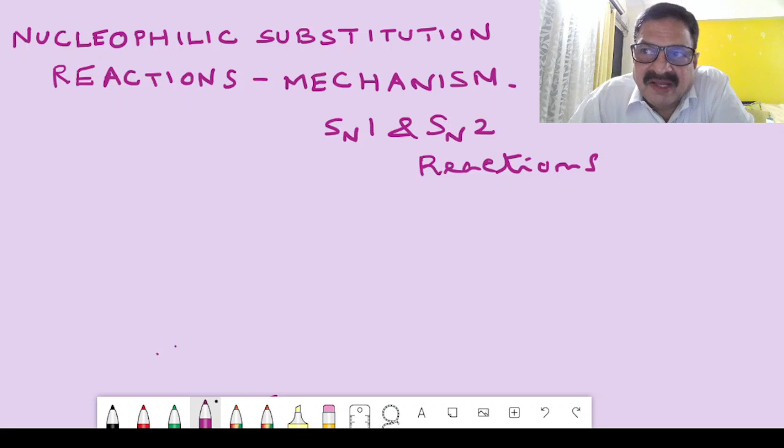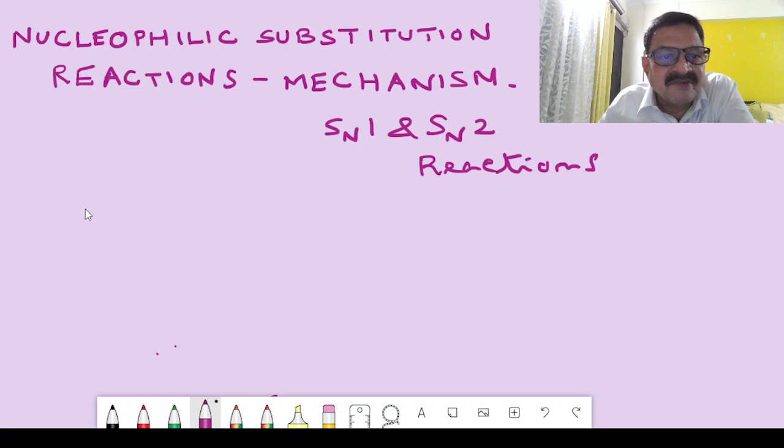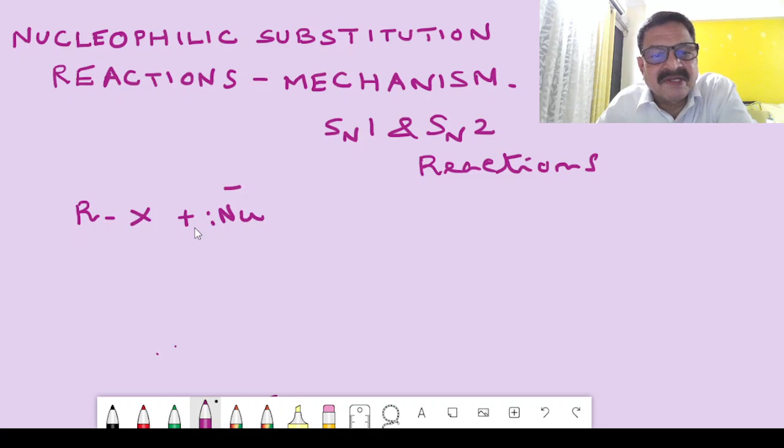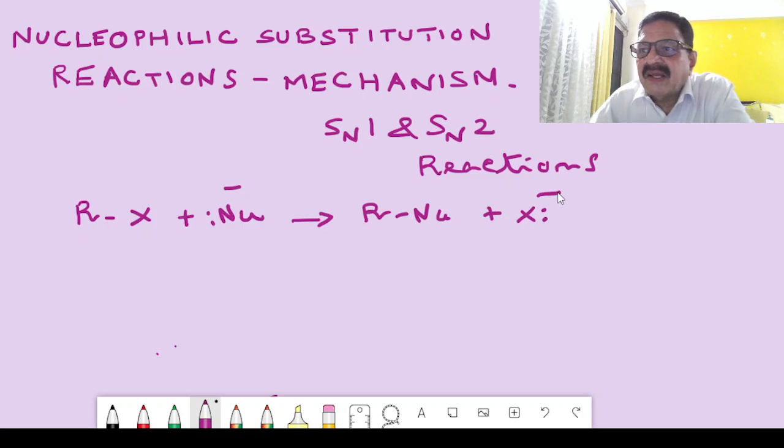Now you see the overall reaction, a nucleophilic substitution reaction, at an sp3 hybridized carbon atom. It will involve two sigma bonds. That is the overall reaction. We can represent it as RX, where R is an alkyl group. This is reacting with a nucleophile, commonly represented like this, giving R-Nu plus X minus. This is the overall nucleophilic substitution reaction.